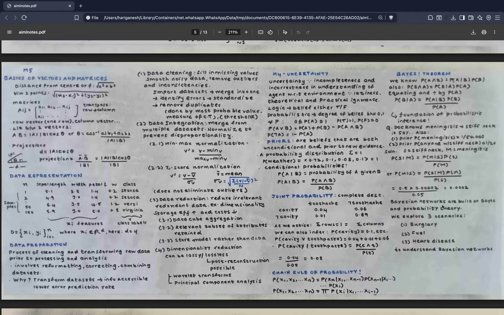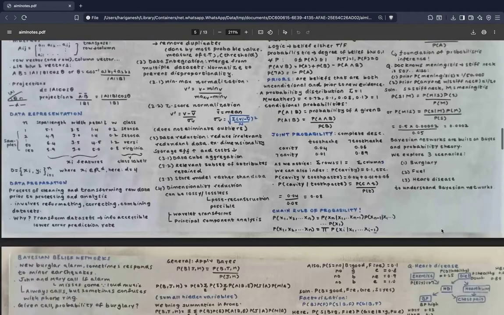This is the basis for questions in this module. So there are three examples that we'll discuss: the burglary situation, the fuel situation, and the heart disease one, to understand Bayesian networks better.